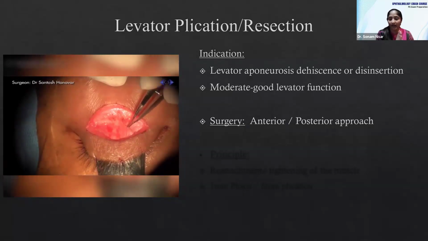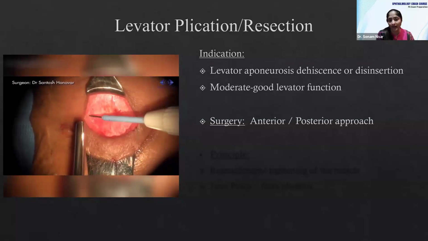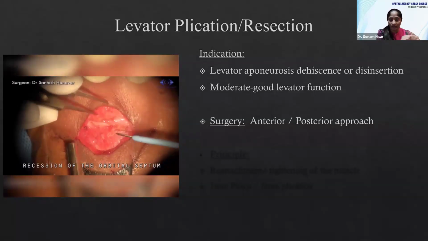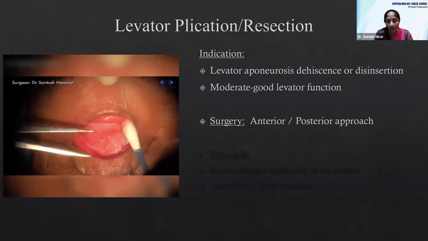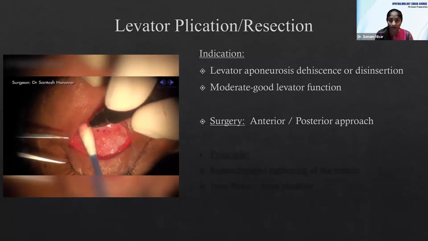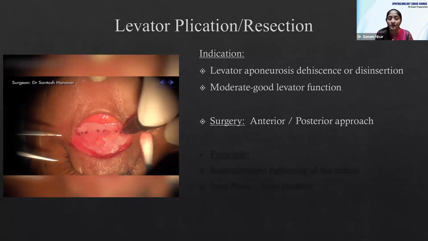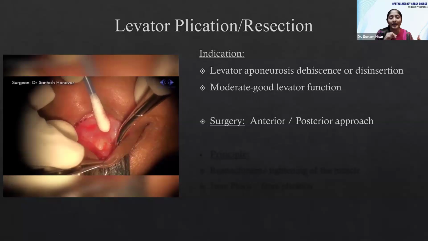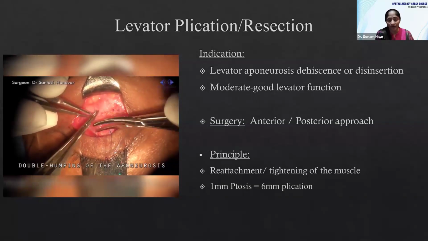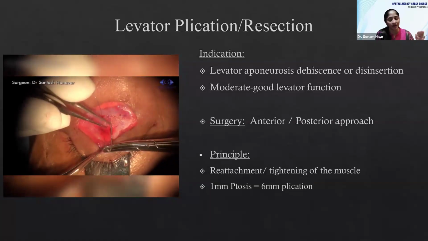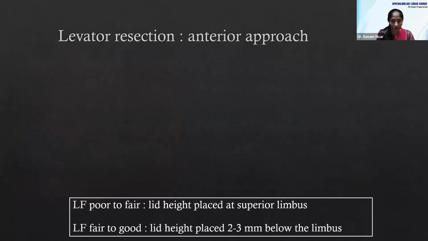The principle is the same that I was mentioning before. If your LPS muscle is disinserted, you identify it and you reattach it. If it is fibrotic, or you see that there's a fatty infiltration, then you can go ahead and also resect the muscle and tighten it and excise the excess muscle. Normally, as per the books, for 1 millimeter of ptosis correction, you generate it with 6 millimeters of plication.